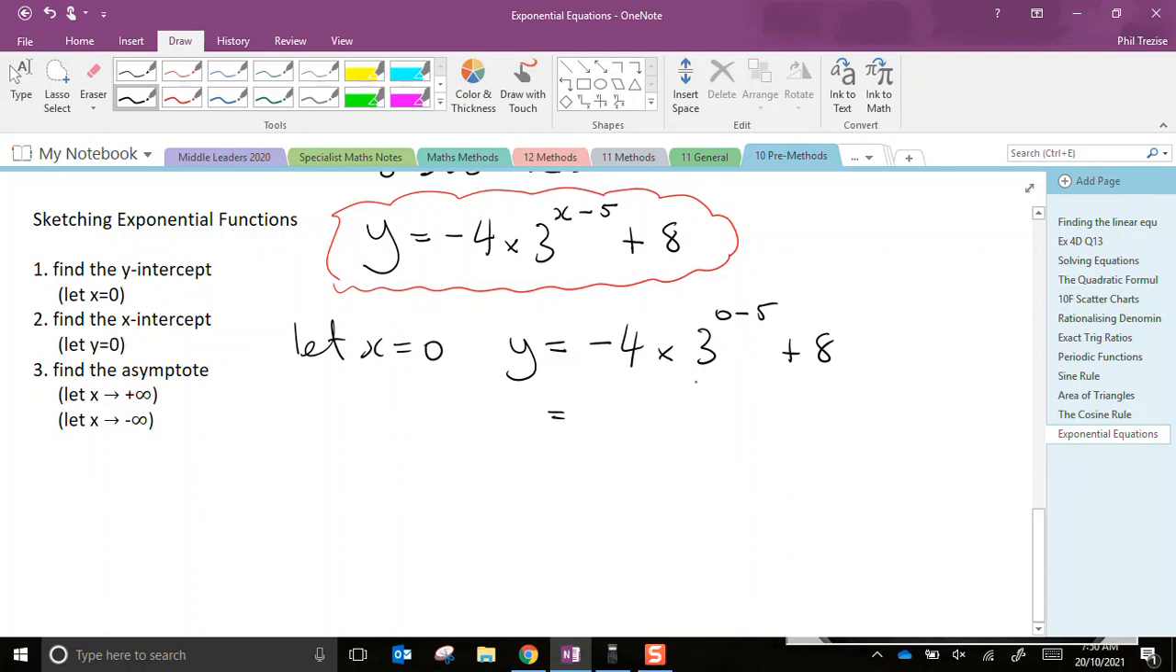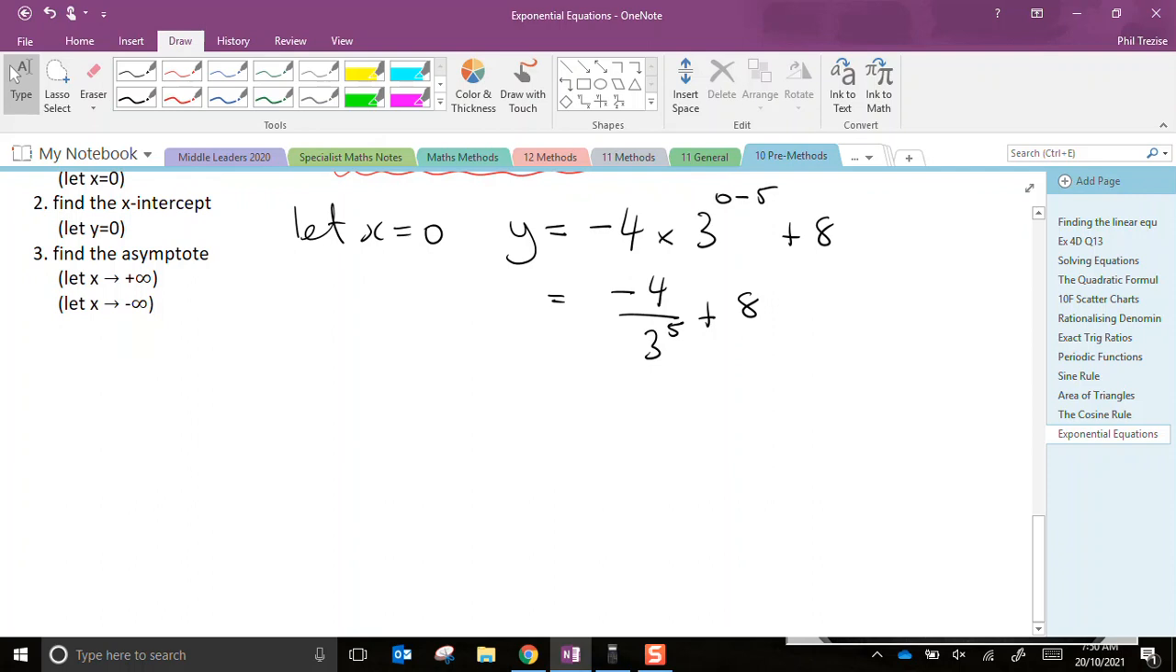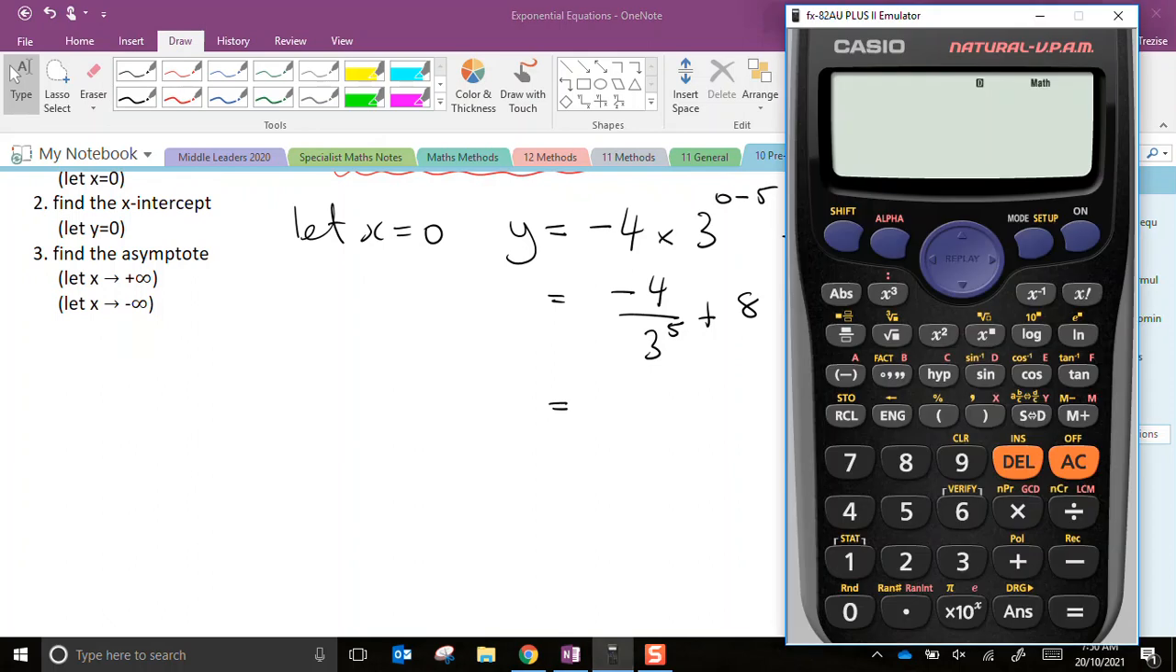So a negative index, this is 3 to the power of -5, really means divided by 3 to the power of 5, plus 8. Now 3 to the power of 5, that's a rather big number, so we're going to use our calculator to work that one out. Here we go. So -4 over 3 to the power of 5 plus 8.